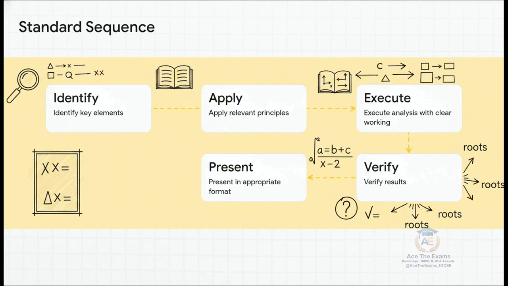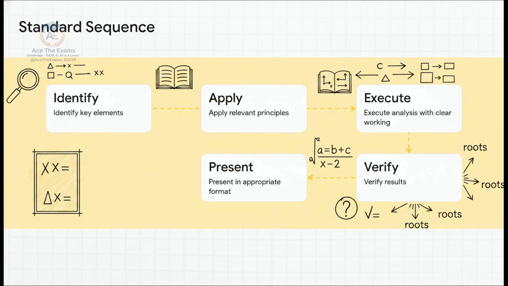Step 1, identify key elements. Instantly extract those real and imaginary components straight from the prompt. Step 2, apply relevant principles. State your foundational equation clearly right at the top. Step 3, execute analysis with clear working. Now this is where you solve those simultaneous equations step by step, and please listen to me on this. Do not skip lines of algebra in your head. Write them down. Step 4, verify your results.